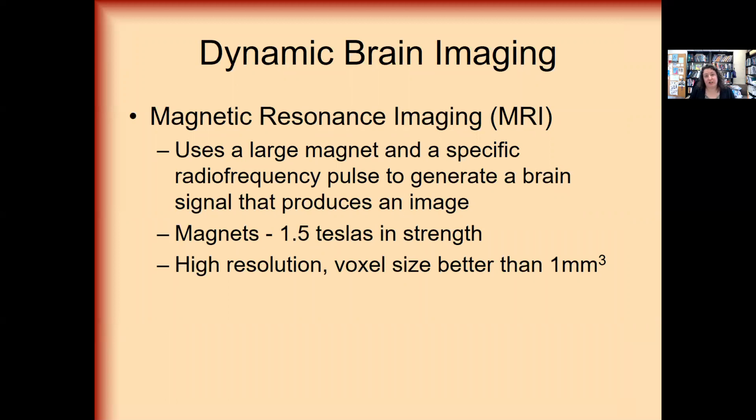Magnetic resonance imaging, or MRI, is something that's used all over the body, but in particular for the brain. It uses a large magnet and radio frequency pulse to produce an image. And this image can either be static, or you can, again, like a PET scan, do this while someone does a task.